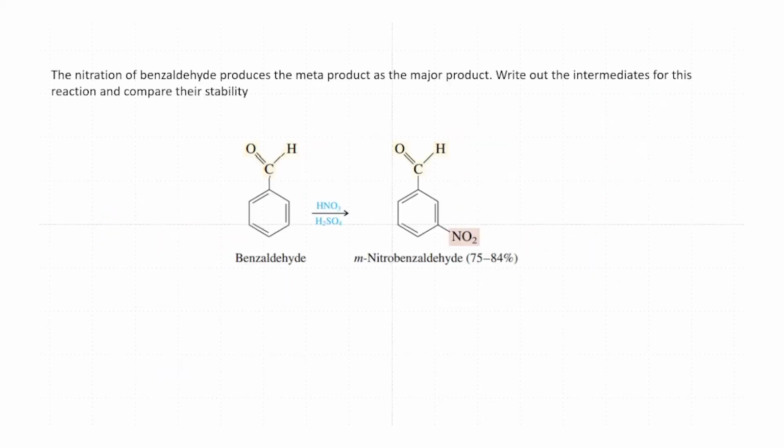The nitration of benzaldehyde produces the meta product as the major product. Write out the intermediates for this reaction and compare their stability. So here in this question, benzaldehyde is reacted with HNO3 and H2SO4, and the meta-nitro product is the major product.